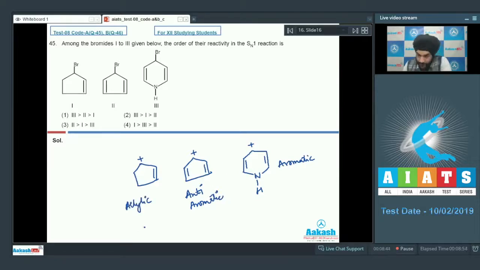So if we talk about the stability of these carbocations, we can see that the third is more stable than the first one, which is more stable than the second one. The ease of SN1 reaction follows the stability of the carbocation which is formed. So students, for this question, we have to select the second option as the correct answer. Let us look at the next question now.